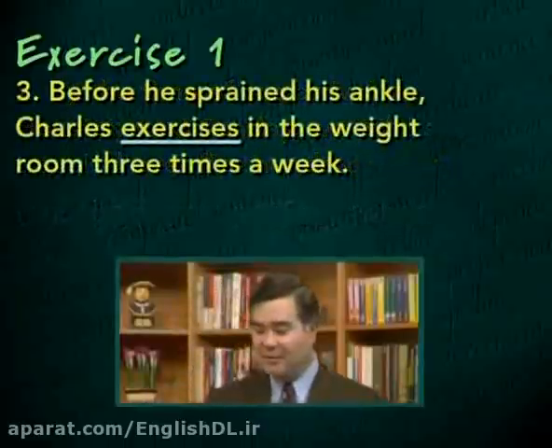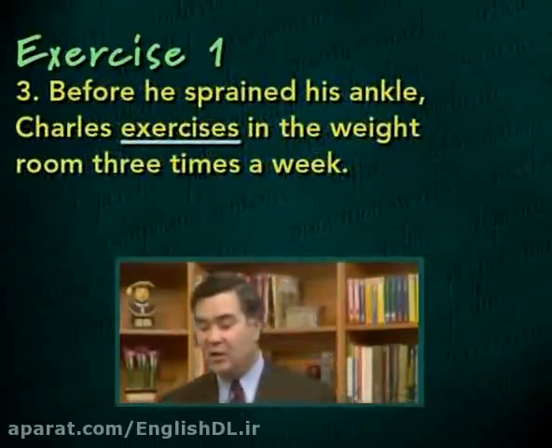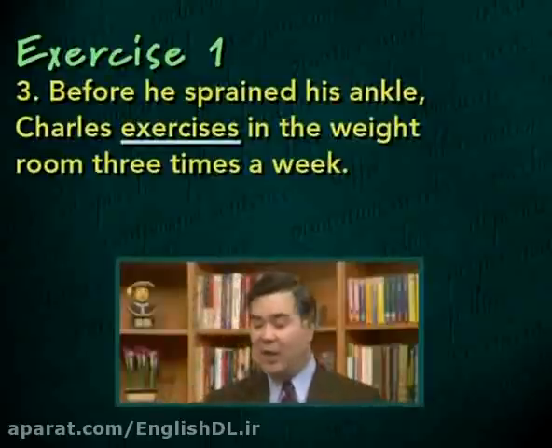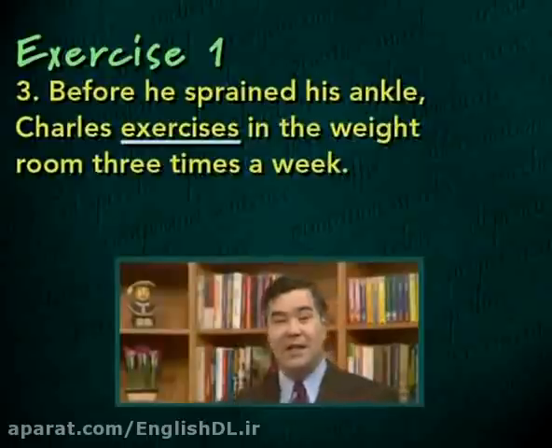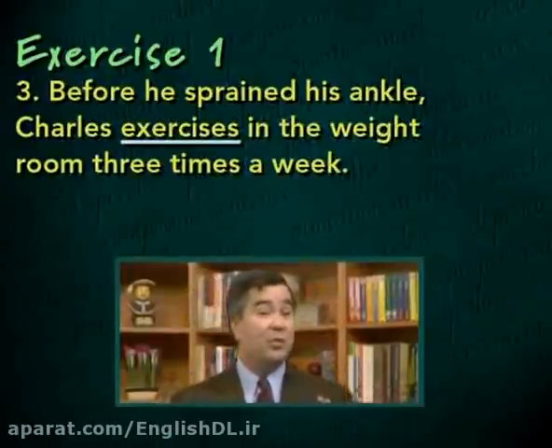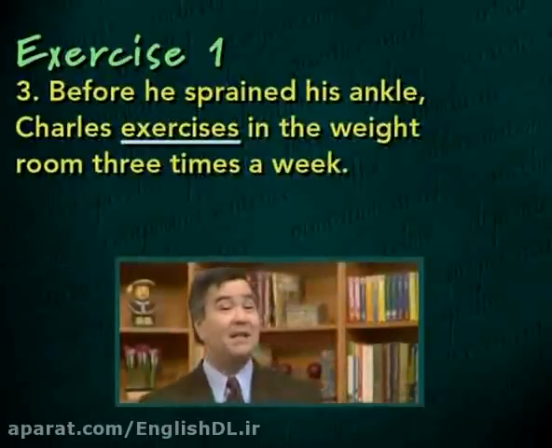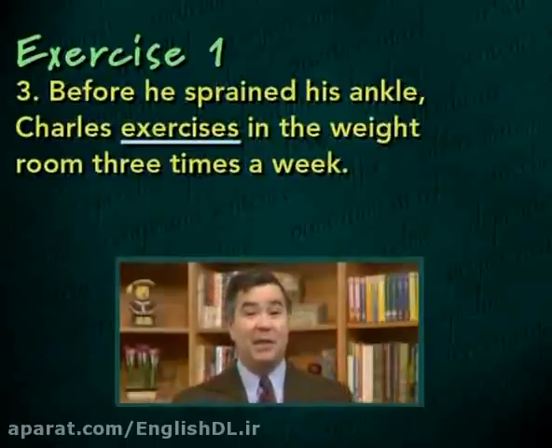Next example. Before he sprained his ankle, Charles exercises in the weight room 3 times a week. Once again, there are two events in this sentence. Charles sprained his ankle. That's a past tense event. That means it happened in the past.